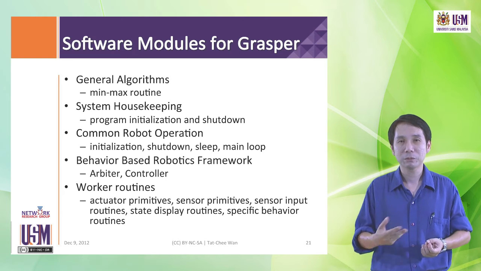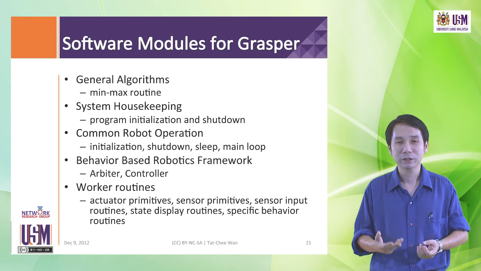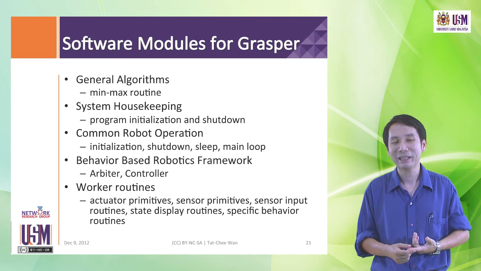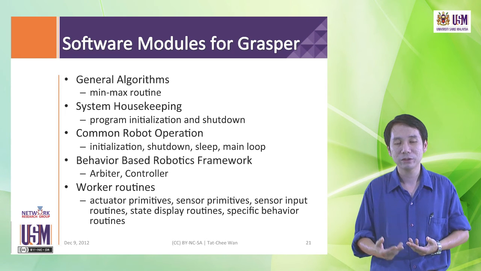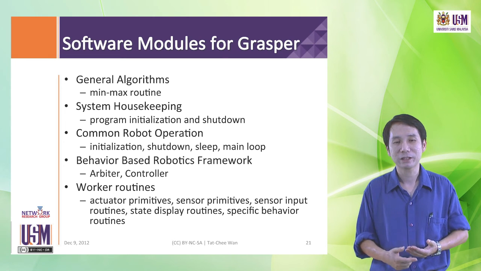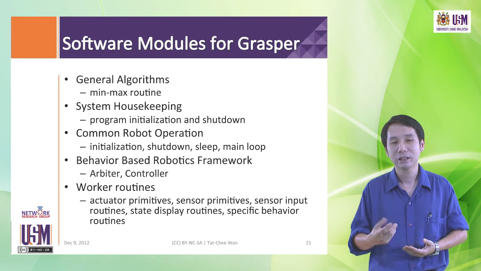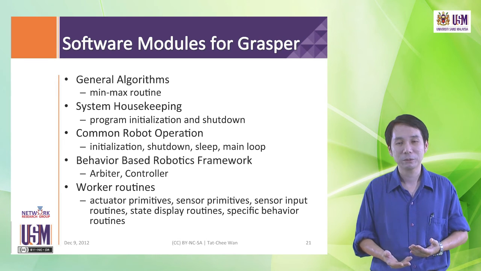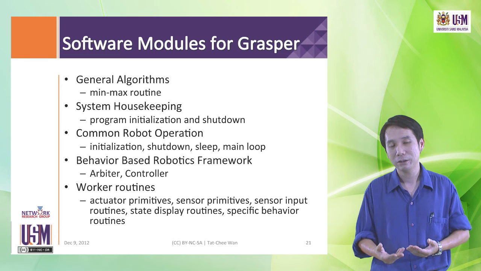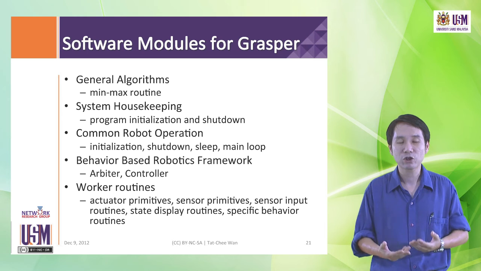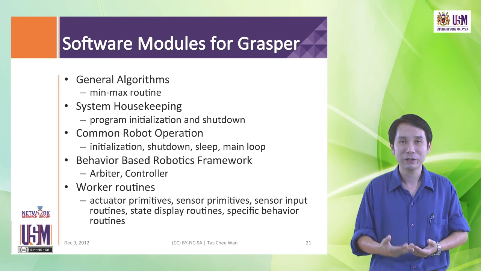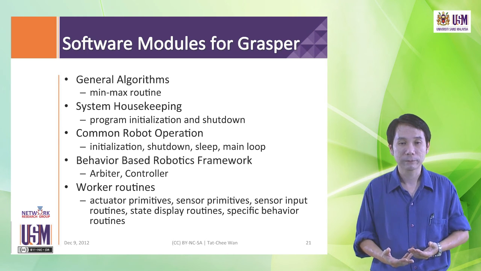So now we look at the various modules that make up Grasper. First of all, there are the general algorithms such as the min-max algorithm used for determining the line type. Secondly, there are system housekeeping routines which are used for program initialization and shutdown. Third, there are common robot operations such as initialization of the sensors and the motors, as well as to shut down the robot or else to sleep if there is excess time available in the main loop iteration, as well as the actual program main loop, which will iterate through the various routines in turn.